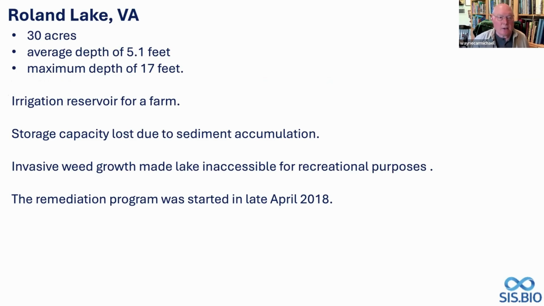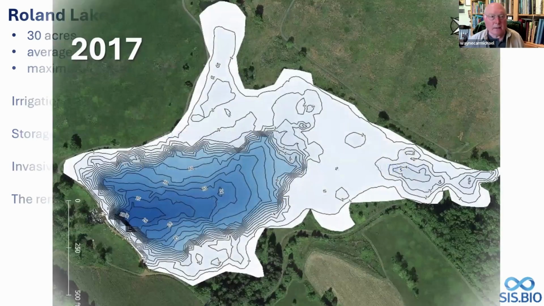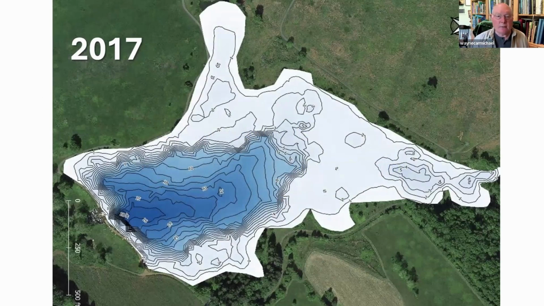It was an irrigation source, and it was also for recreational purposes, but there was a reduction in the volume, so the storage capacity, due to sediment accumulation, and a heavy weed growth that reduced recreational use. The program began in April of 2018. So in 2017, this was the depth profile, the lighter colors showing the very shallow margins all the way around the lake, only the bluish colors showing the depth, which was the more open areas.